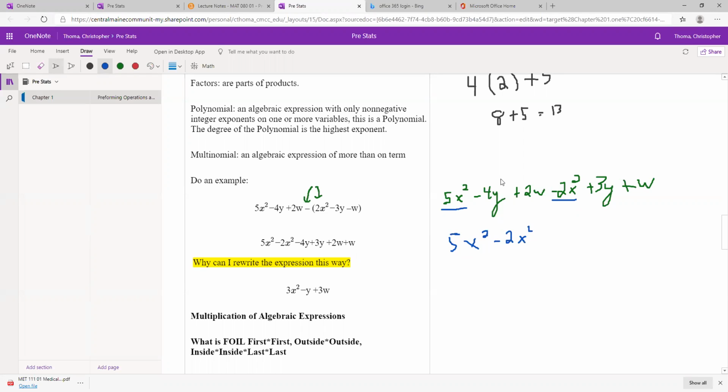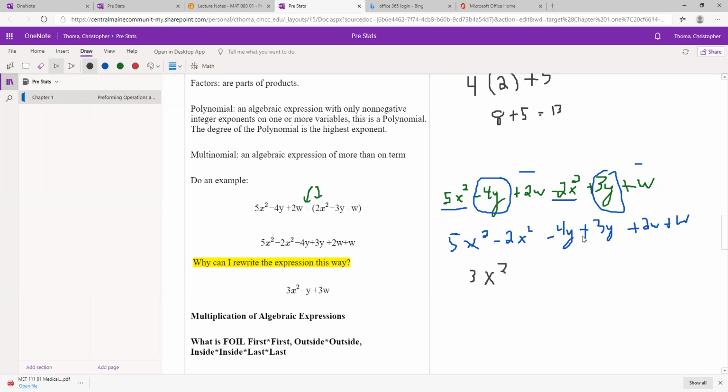And then I'll circle them now. He has a y, he has a y, so minus 4y plus 3y. And lastly, I'll put the lines above. I can bring my w's together, plus 2w plus a w. And what allows me to do this is the commutative property. The commutative property allows me to move things around. And now I can combine these terms, and when I combine things, the variables do not change. So 5x squared minus 2x squared, the x squared stays the same, and only the numbers in front change. So 5 minus 2 is 3.